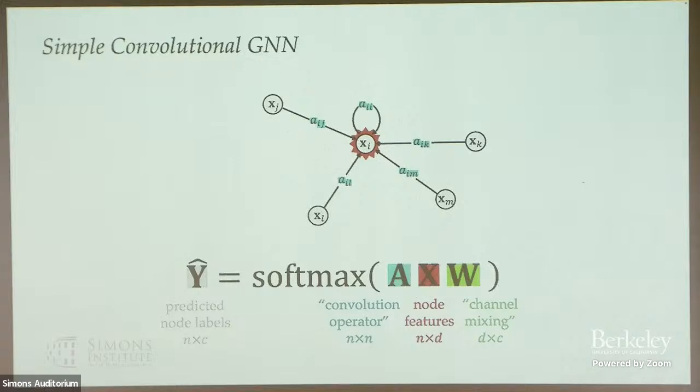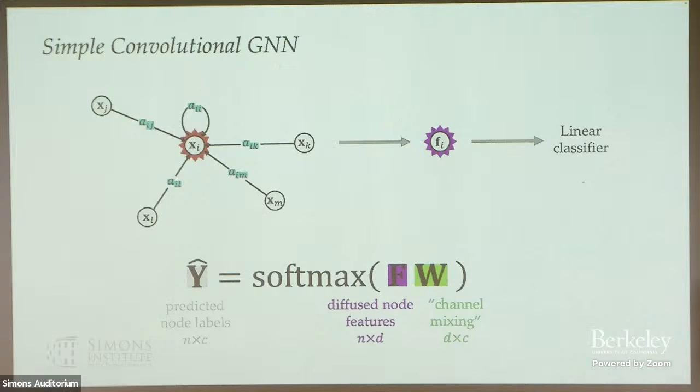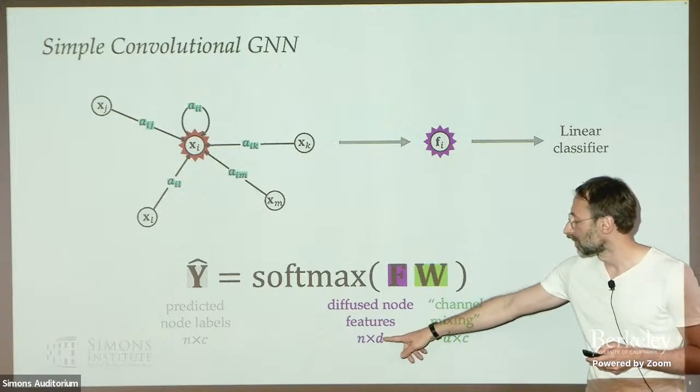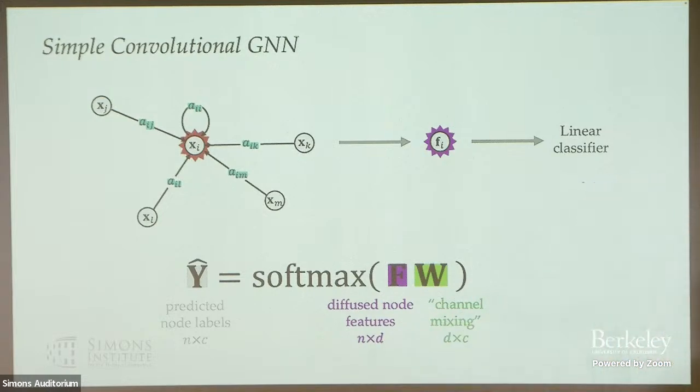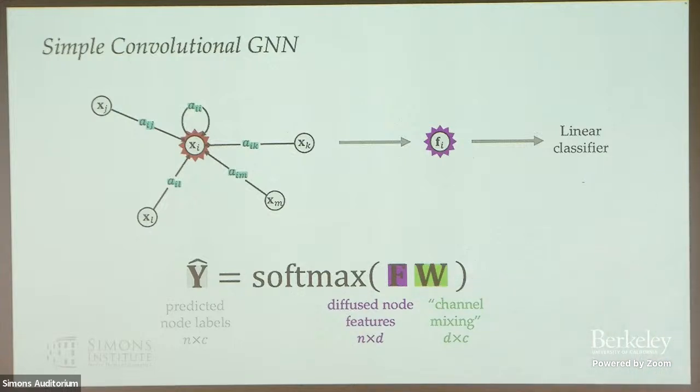A slightly different way to look at it is that I can pre-compute the diffusion, right? So I get the diffused node features of size n by d. And now at every node individually, I apply a linear classifier. That's exactly what is written here, right? So basically it's a classifier applied independently on every node of the graph.